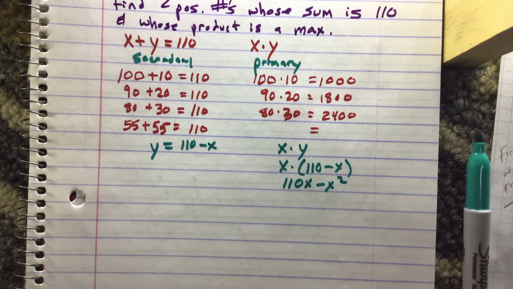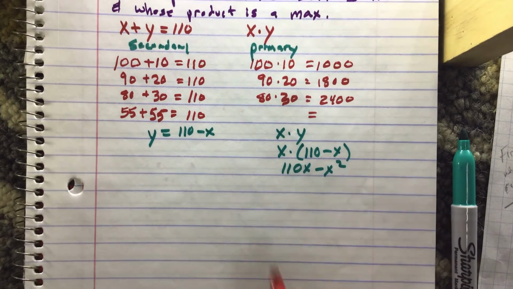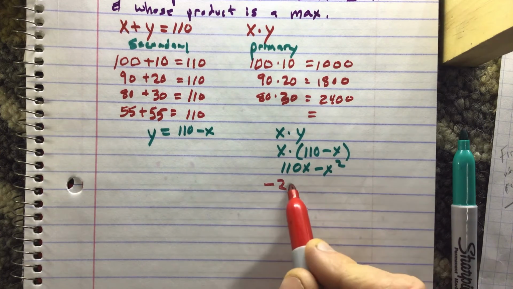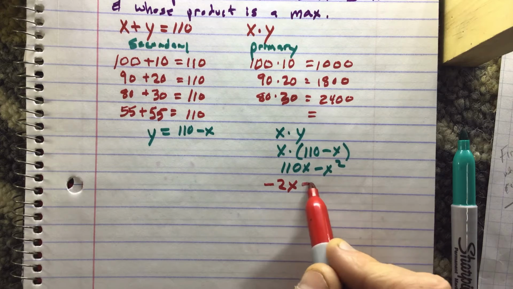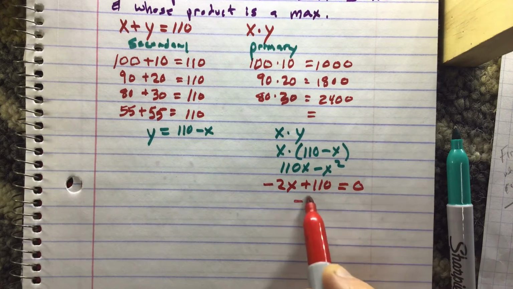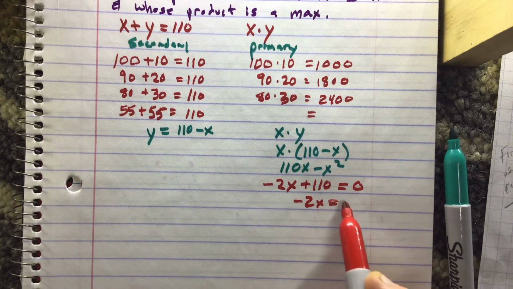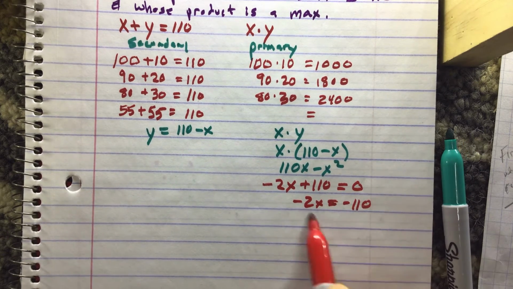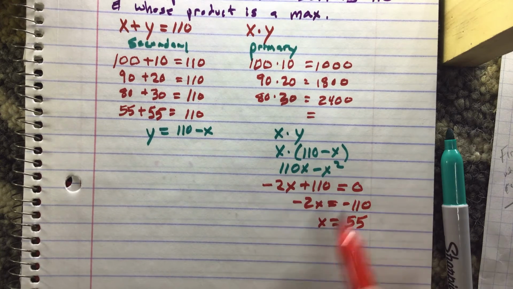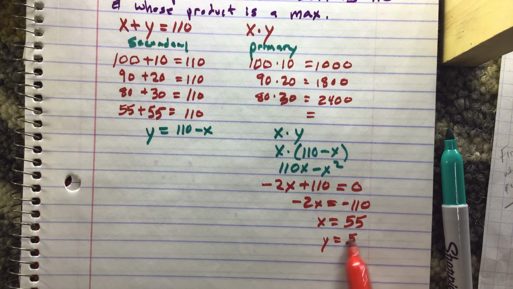So we want to take the derivative and set it equal to 0. The derivative of this is negative 2x plus 110. Set that equal to 0. Negative 2x equals negative 110, divided by 2, and you get x equals 55. And when you plug it back in, you find out that y also equals 55.